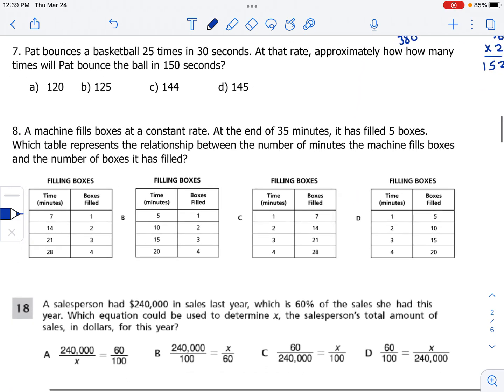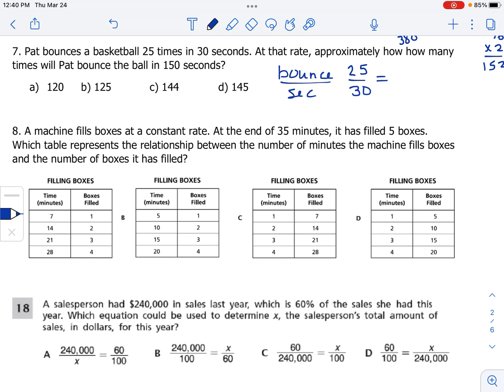All right, number 7. Pat bounces a basketball 25 times in 30 seconds. At that rate, approximately how many times will Pat bounce the ball in 150 seconds? All right, so I'm going to set up our proportion, the number of bounces to the number of seconds. So 25 times in 30 seconds. And we want to know how many bounces in 150 seconds. We could cross multiply here. However, I see that 30 times 5 makes 150.